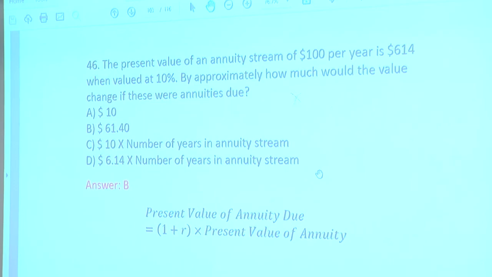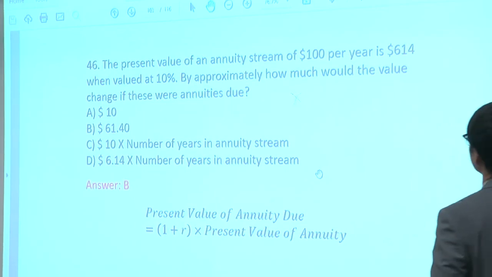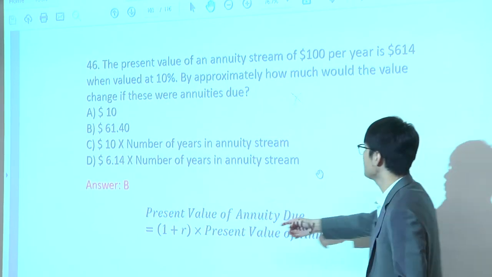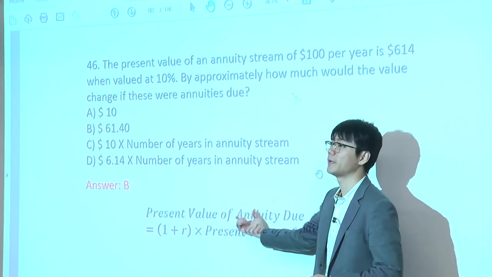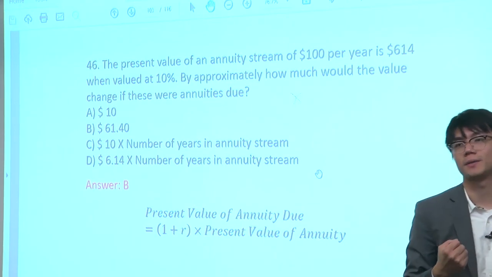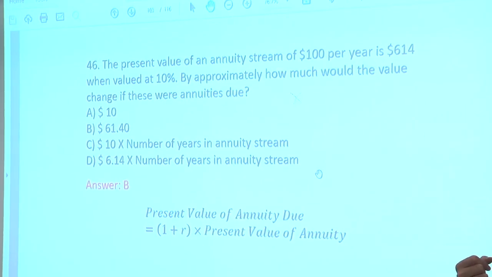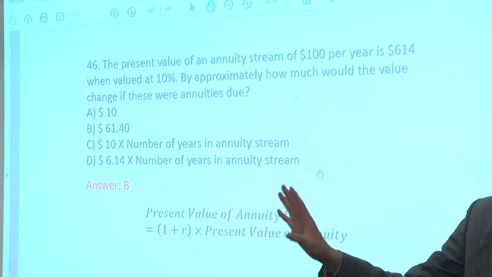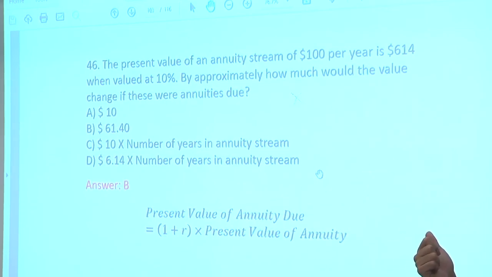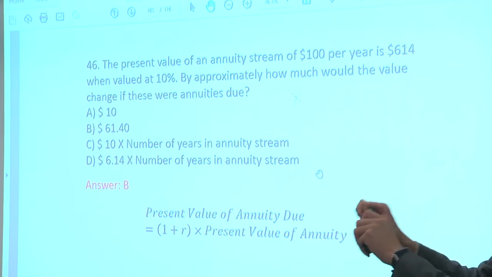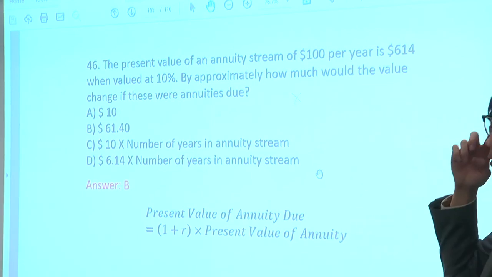614. Okay? So the addition to that is what? So you calculate 1 plus 10% times 614 minus 614. So the difference is what? $61.40. Okay? You don't have to go to the 5 key for this question, okay? Because there's an equation building the value of annuity and annuity due.